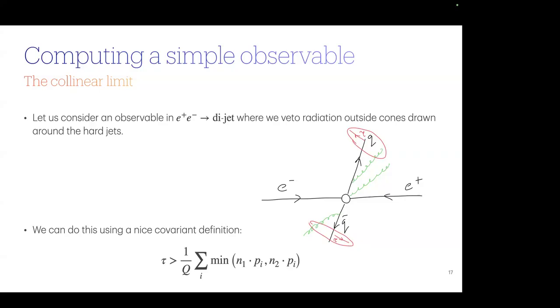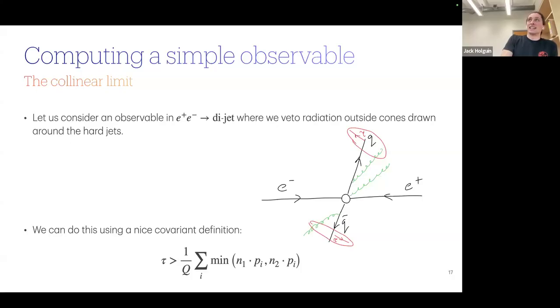It's important in this that the n's are light-like vectors that point in the direction of the quark. So at first order, N1 will just be the four-momentum of the quark divided by its energy. Okay.